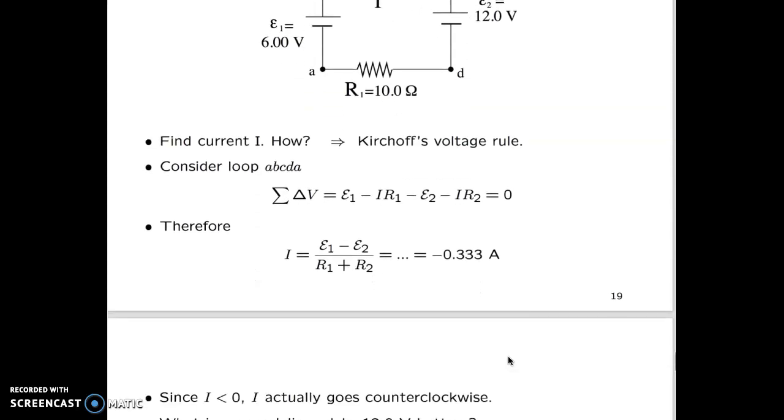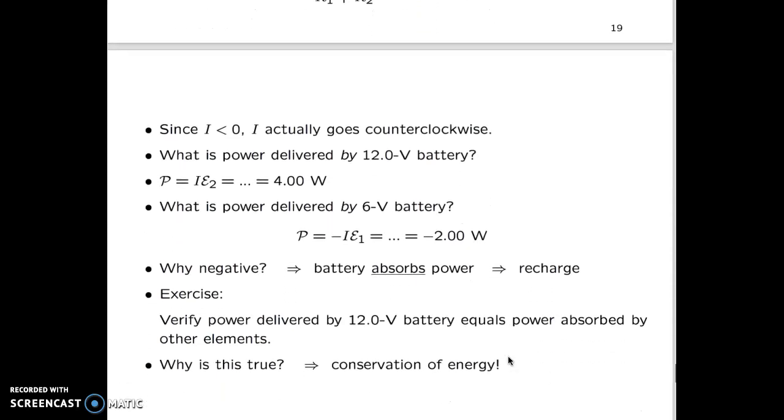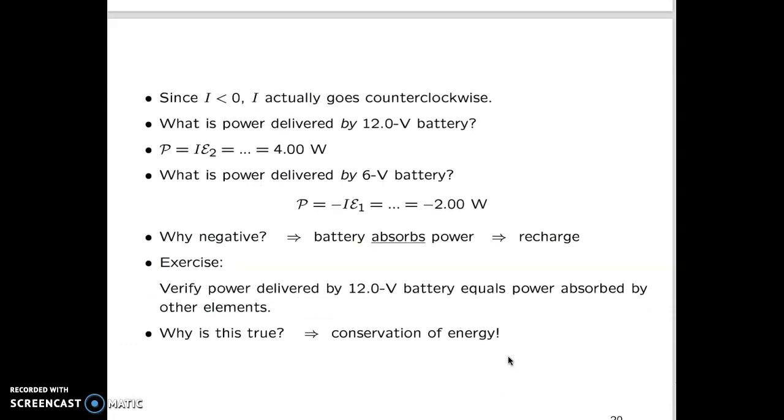Make sure that you don't miss that final step of your solution to a problem for circuits using Kirchhoff's rules. So what else do we have to say? Well, the current, yep, here it is. I say the current is actually going counterclockwise because it's negative.